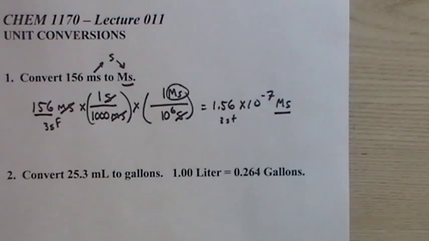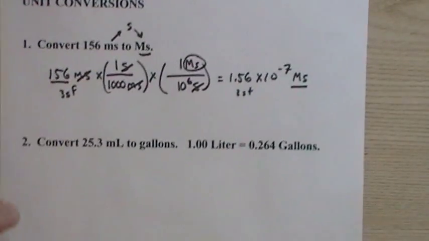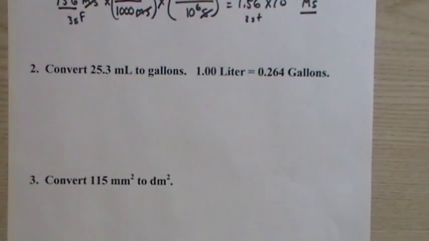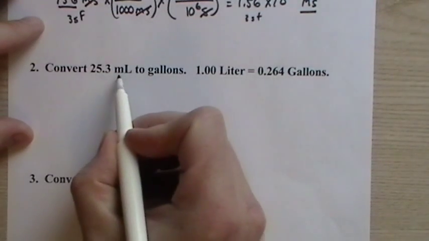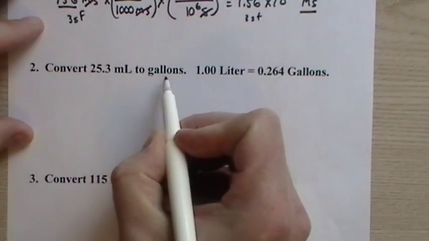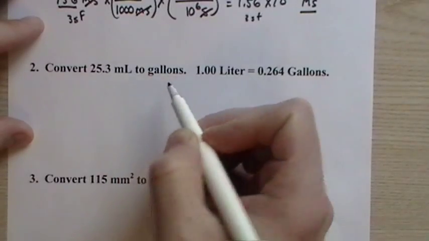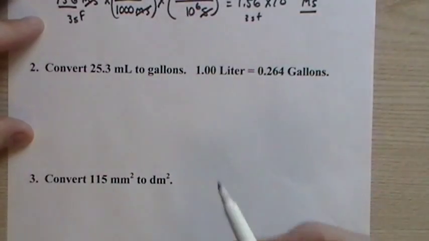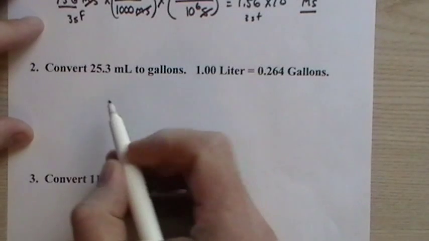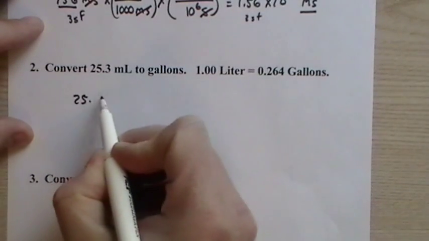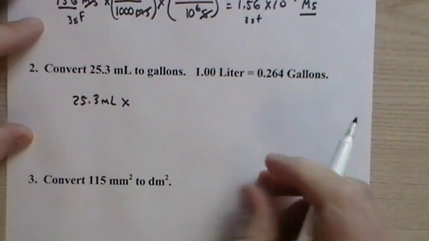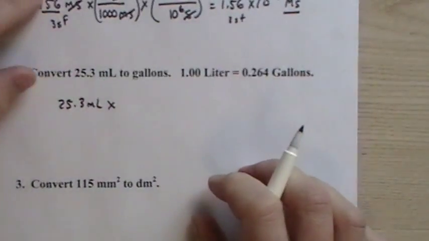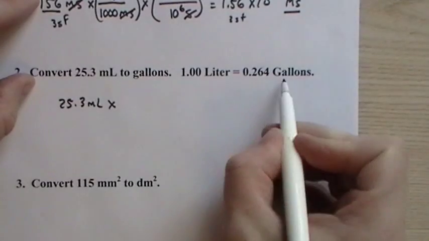When you look at it and say, oh geez, that doesn't make any sense at all, and I just skipped right over it. Okay, so convert 25.3 mils to gallons. Again, this is a very small volume. A gallon is a very large amount. It's about 4,000 mils. So we'd expect that our answer would be a very small one when we get done. So it's nice to know where we're headed. We don't have the conversion factor between mils and gallons, but we do have liters to gallons.